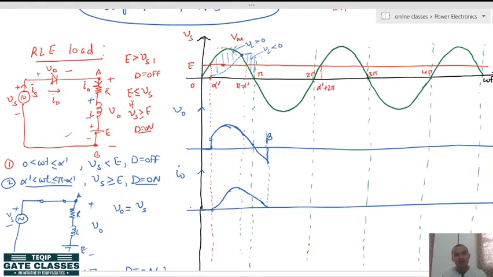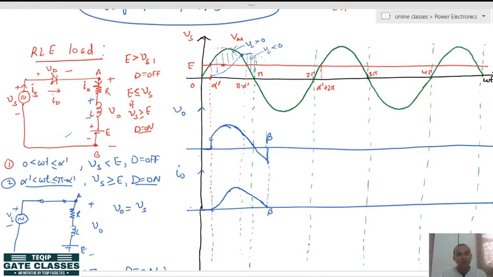So now at beta, when the inductor is fully de-energized, there is no force to keep the diode on, and now the diode will become reverse biased because of two factors. What are those two factors? One is E and the second is the source voltage.